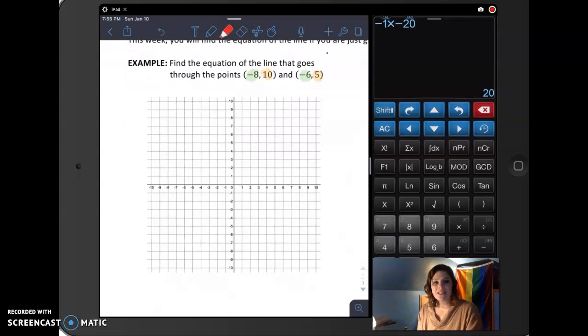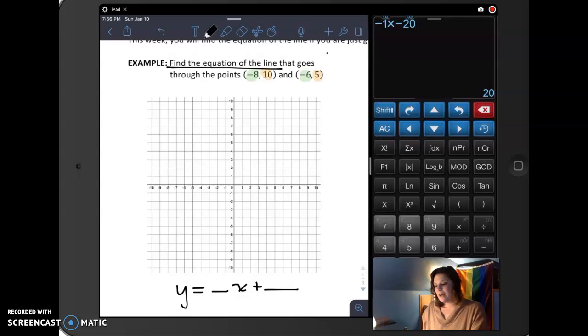All right, the first example says find the equation of a line. So we always start by setting ourselves up for success: y equals blank x plus blank. That goes through the points (-8, 10). Remember, that's x comma y, and I've been using green for x and yellow for y all semester long. So I recommend you also do that. The more we use patterns and colors, the better our brain is going to remember it.